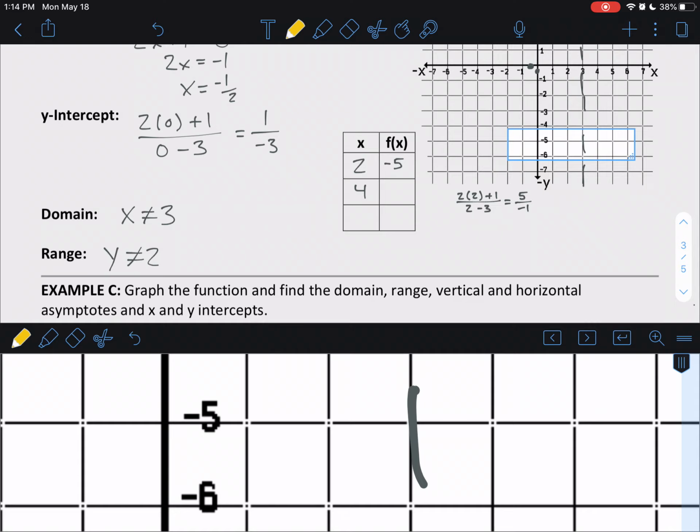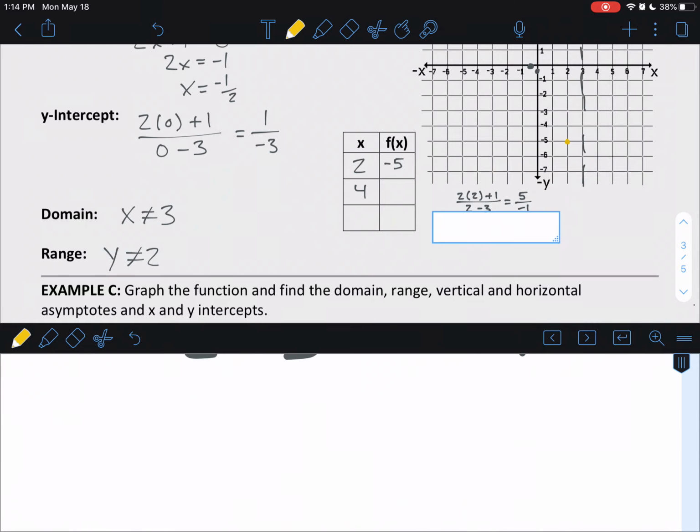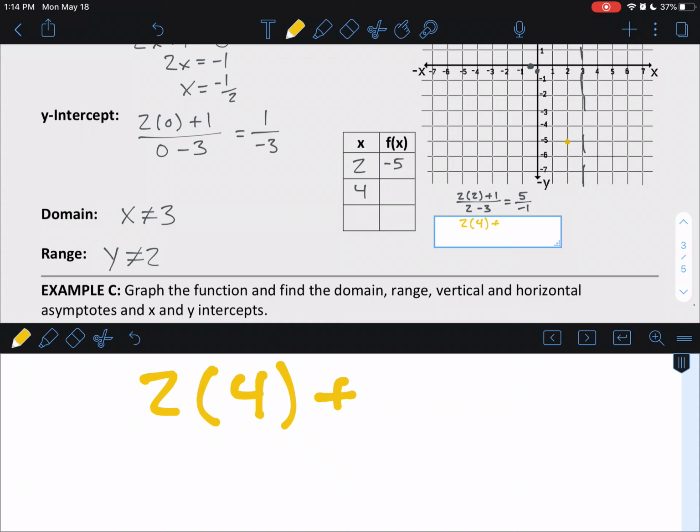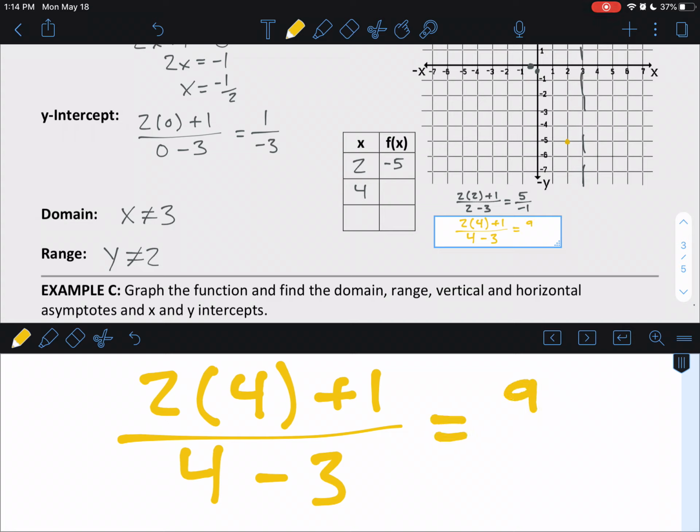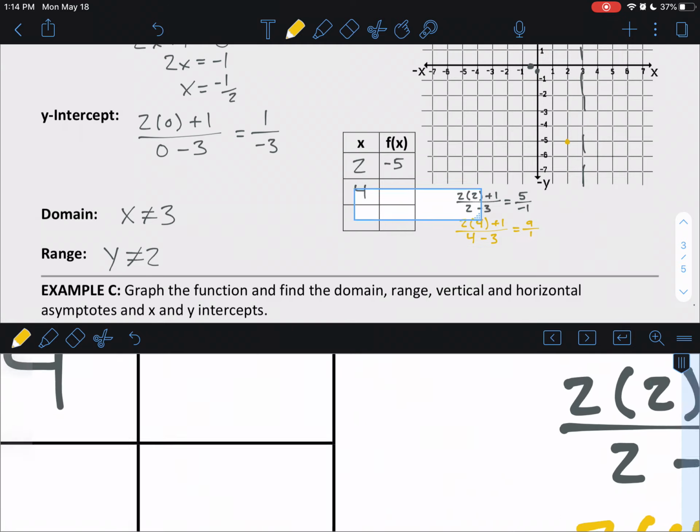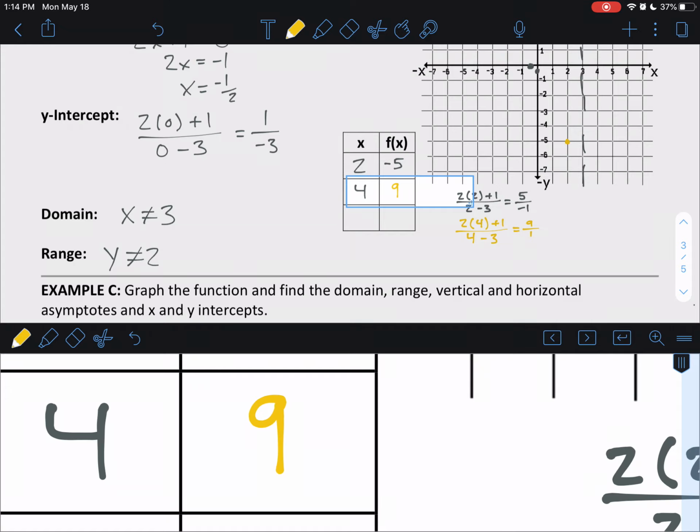I'm going to go with this yellow color. So 2, negative 5. And then for the 4, I'm going to plug that in as well. I have 2 times 4 plus 1 over 4 minus 3 equals, well, 2 times 4 is 8. 8 plus 1 is 9. And 4 minus 3 is 1. 9 over 1, that's just 9.